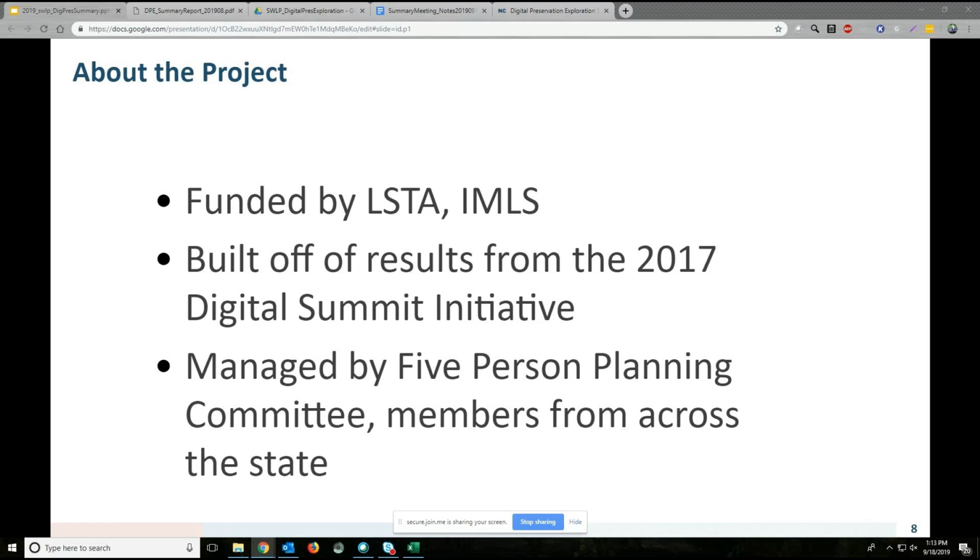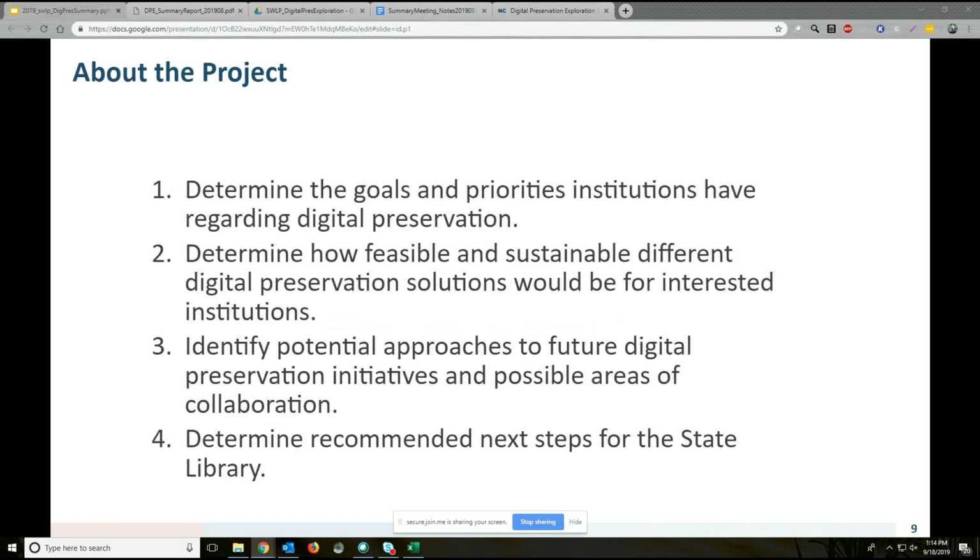The project's been managed by a 5-person planning committee with members from across the state. I've just introduced them. We've all worked together since pretty much last September to run this project. The goals of the project were to determine the goals and priorities institutions have regarding digital preservation, determine how feasible and sustainable those different digital preservation solutions would be for interested institutions, and identify potential approaches to future digital preservation initiatives and possible areas of collaboration. And last, to determine recommended next steps that the State Library can take in supporting all of these things.